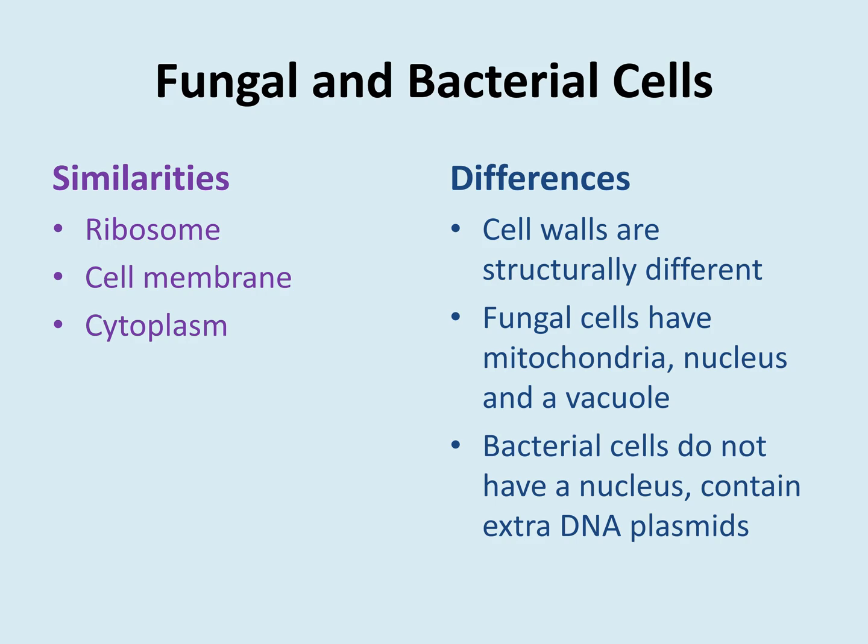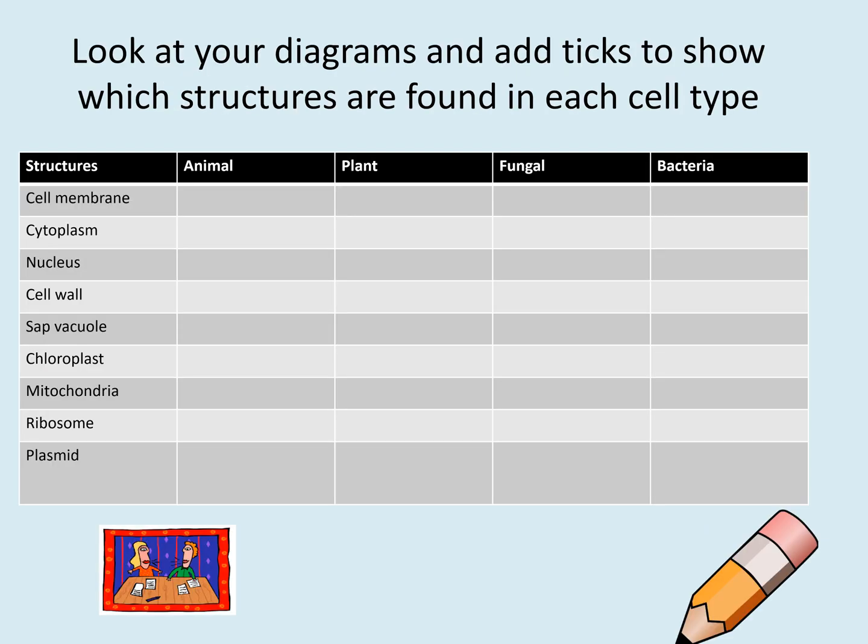Again, the difference is that their cell walls are different, because bacterial cell walls are usually made up of peptidoglycan, but you don't need to know that, you just need to know that they're different. Fungal cells also have mitochondria, nuclei, and vacuoles, which bacterial cells don't have. Whereas bacterial cells have plasmids and circular DNA, which fungal cells don't have, in place of a nucleus. So for the next activity, you need to tick the boxes for what has what.